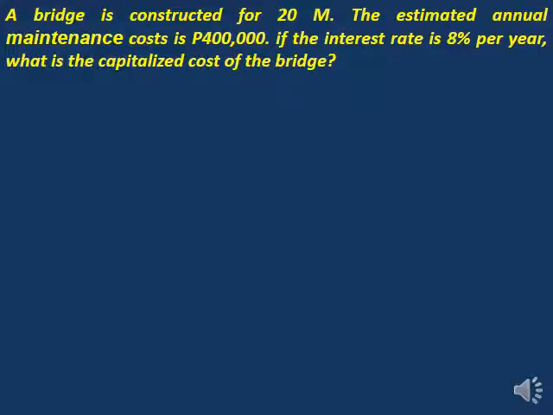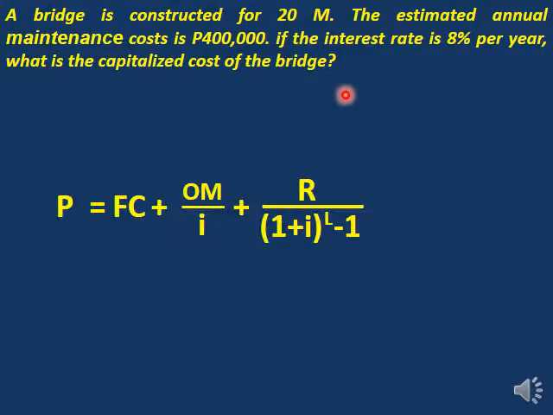Okay, let us try this problem. A bridge is constructed for 20 million. The estimated annual maintenance cost is 400,000. If the interest rate is 8% per year, what is the capitalized cost of the bridge? Well, here's the formula for our capitalized cost. In other formulas, this is represented by another variable, but in my case, I will use P to mean that this is the present worth of all of our costs.